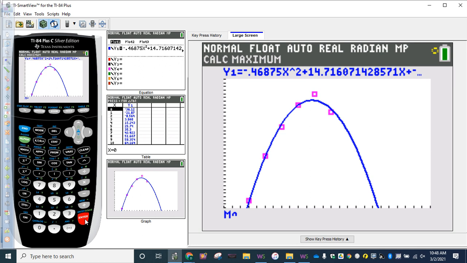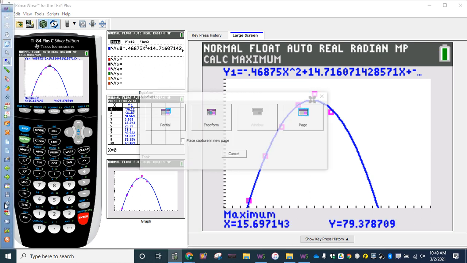No, just kidding. So there's our max, right? Hour 15. What hour of the day is that? 3 p.m. and change. Almost 4, right? 3:40-ish. It'll be 79 degrees outside. 3:40, it'll be 79. So I'm just going to copy this little graph.